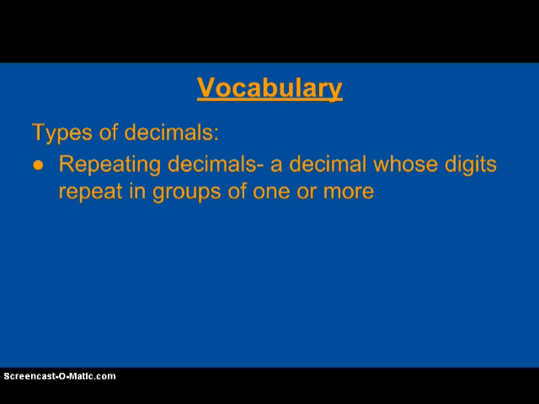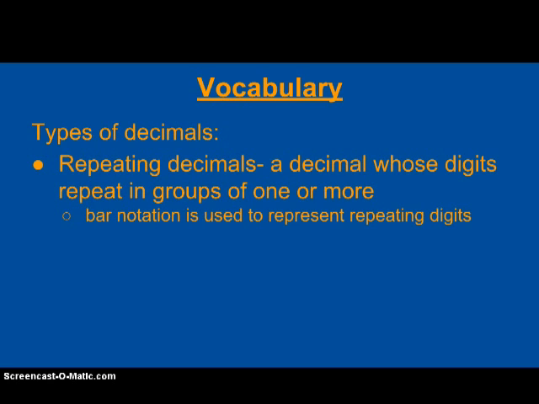The first one is repeating decimals. Repeating decimals are decimals whose digits repeat in groups of 1 or more. Last year we saw and used some repeating decimals. When we have a repeating decimal, we use what's called bar notation to represent the repeating digits. We draw a little bar above the numbers that are going to repeat in our decimal. Without that bar, nobody will know that that number is supposed to be repeating, and that's a very important thing.